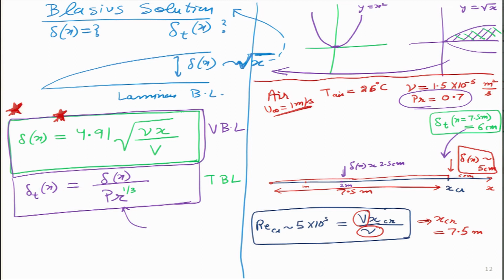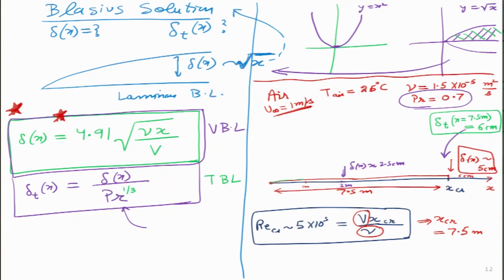Because the Prandtl number value is less than 1 for air, which means thermal conductivity is slightly larger, the thermal diffusivity plays a bigger role. So maybe that thermal layer I will draw like this over here.